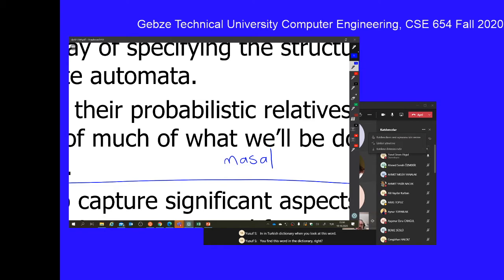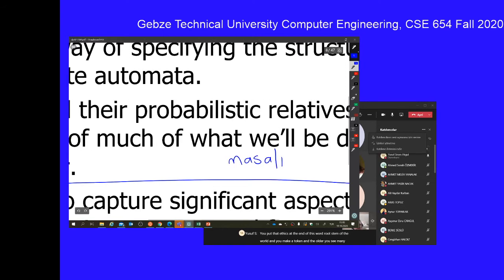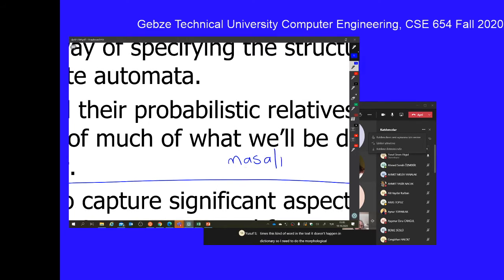Masal-like story, you find it. How about this one? Can you find this word in a Turkish dictionary? No, because this is an inflected form. You put an affix at the end of the root, the stem of the word, and you make a token. Although you see this kind of word many times in the text, it doesn't appear in the dictionary. So I need to do the morphological analysis of this word.